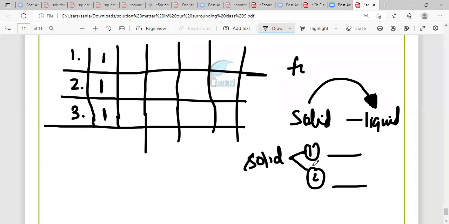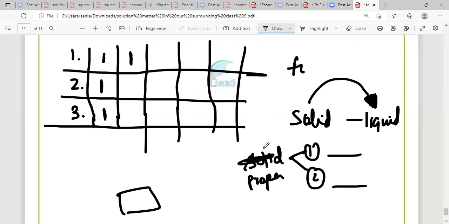Jeba, am I audible? Yes, Jeba. Can you please repeat the question? Yeah, the question is, you have to explain two properties of solid, or two characteristics of solid. How can you say that this object is solid? So any two. Solid is rigid and has fixed volume. Good.